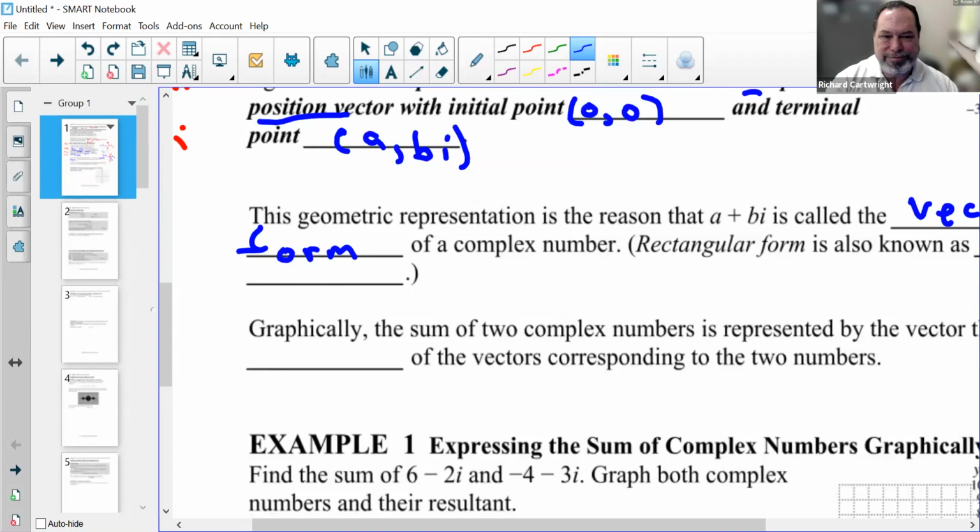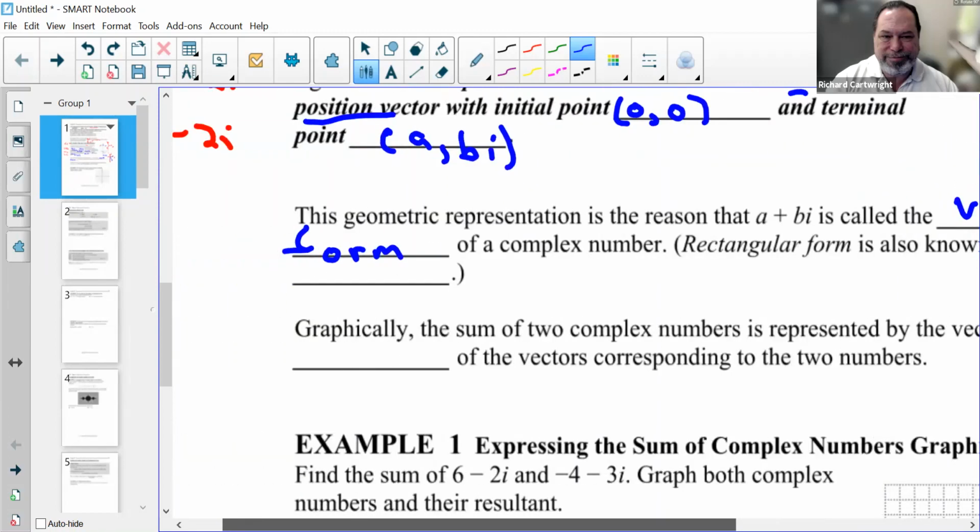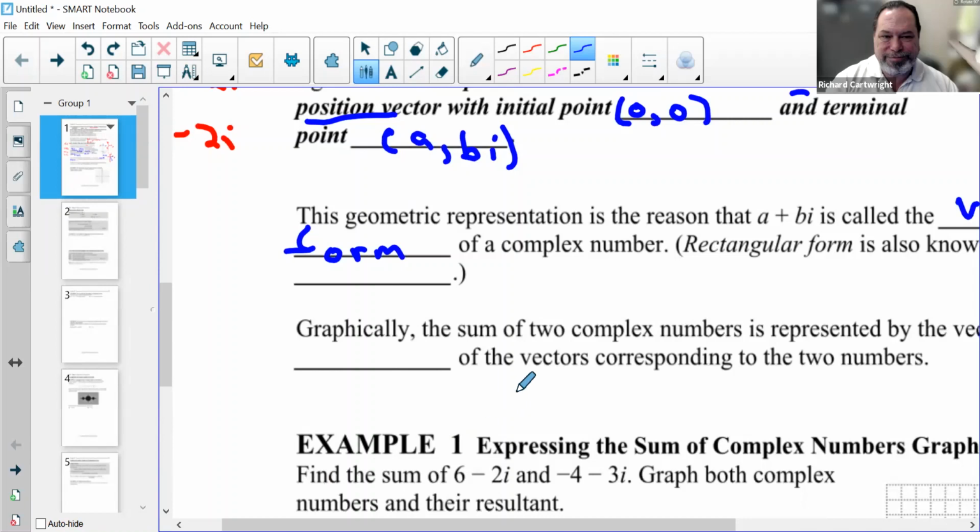Okay, graphically, the sum of two complex numbers is represented by... We did it in geometry. It was the resultant when you add two vectors. So I called it vector form for a reason. When we added two vectors, we called it the resultant.